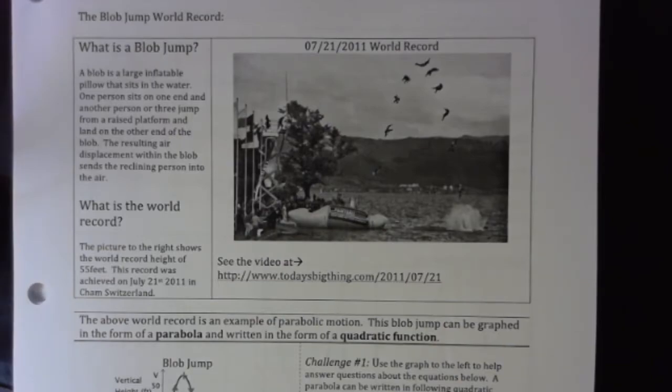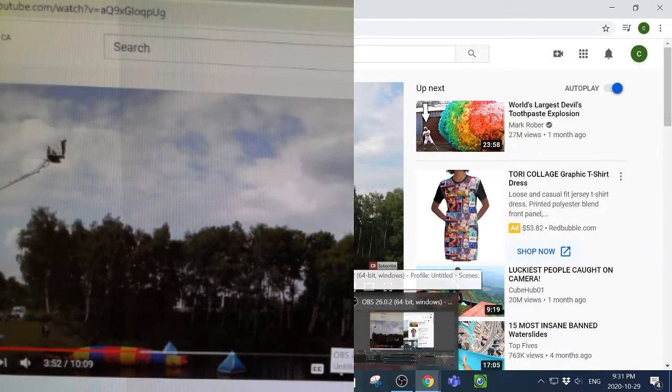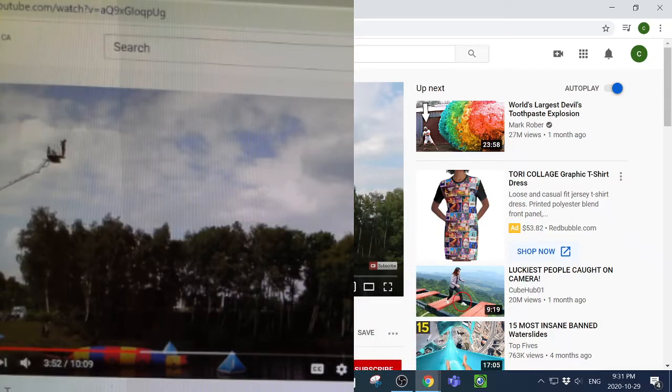Now, blob jumps are interesting things. Let me just pause for a second here. Okay, here is a video of a blob jump, or sorry, blob launch. Got to use the correct terminology here. Basically, as you can see, it is a great big inflatable bag of air that somebody jumps on. Somebody on the other side then gets launched. As you can see, this is quite exciting.